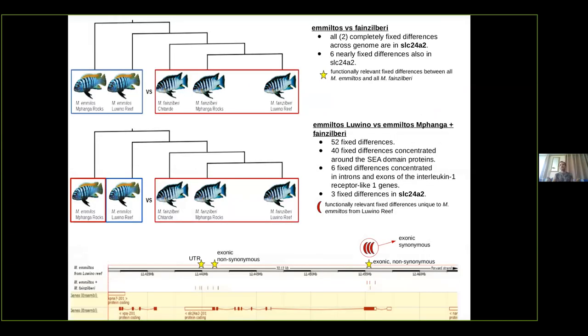speciation process. And so, like I said, she compared everything that was called a miltos to everything that was called fine silvery, and then the a miltos, so let's say aren't really a miltos, to everything else, just to figure out what is making that. And she found some fixed differences. So in this top scan, she only found two in the whole genome, but they're both in this SLC24A2 gene, which has roles in eye development and or visual perception, and also found similar fixed differences when she did this comparison, in addition to some others that showed some patterning to how the fixed differences were distributed. So a lot of them were centered around these particular domains.